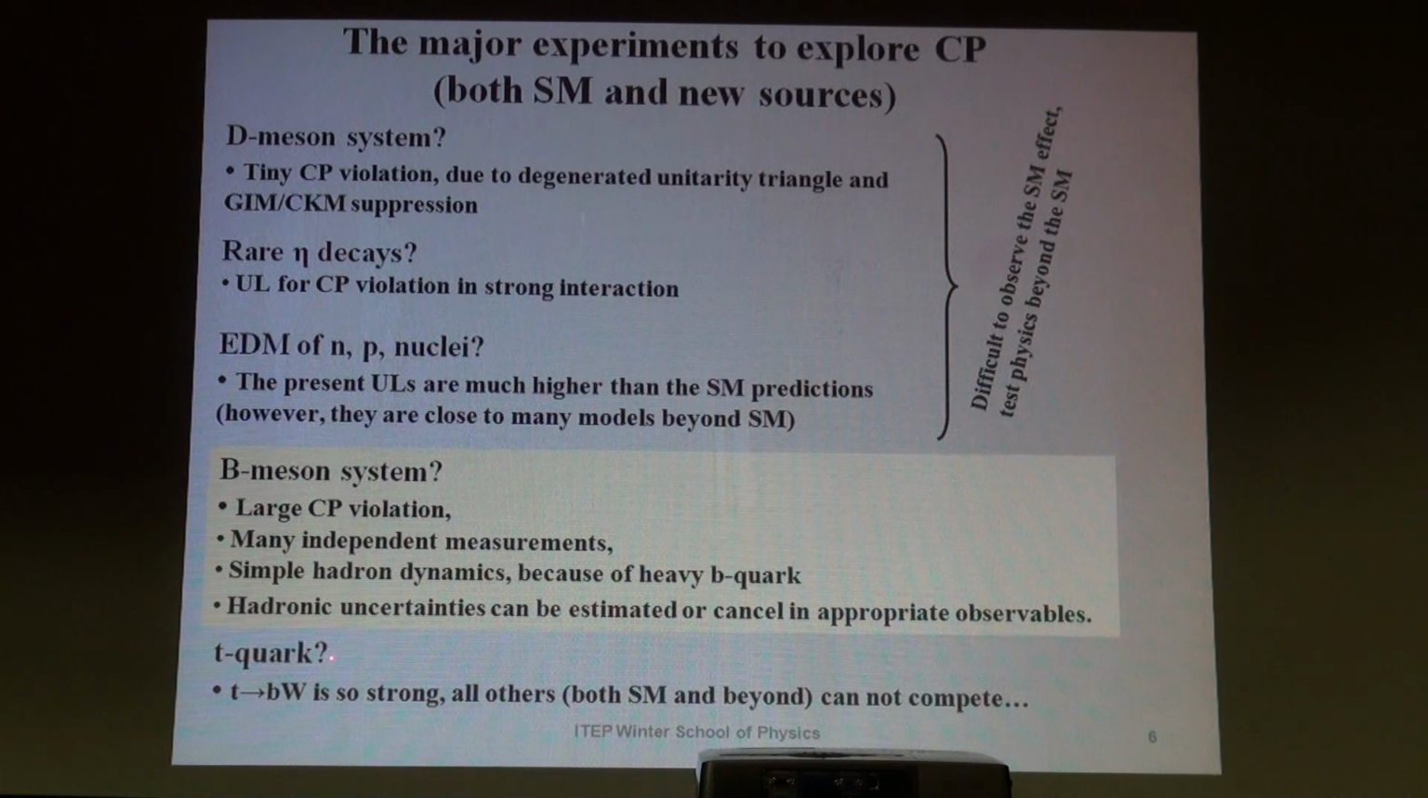In the case of the top quark, we know that it decays to a b quark and a W very quickly. So it has a finite width. It means that all other contributions cannot compete with this big diagram. So I would stress that in flavor physics, this part is the most interesting. All other particles, we also try to search for new phenomena.